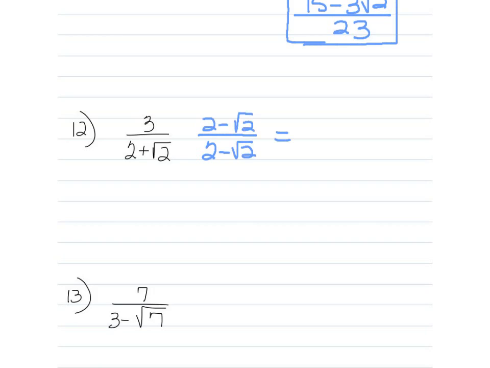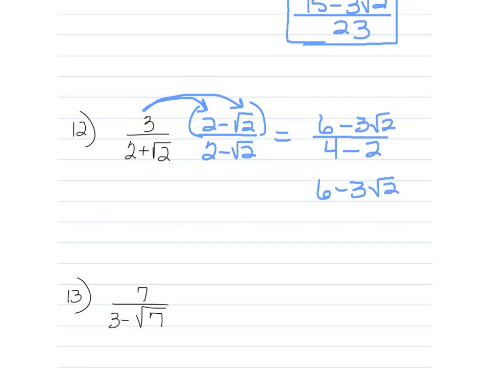Remember that when you multiply conjugates, you wind up with a difference of squares. So square the first term, that's 4, and we'll subtract the square of the second term, that's 2. And now we're going to distribute as we multiply here. So 3 times 2 is 6, and 3 times negative radical 2 is negative 3 radical 2, and we'll simplify. 6 minus 3 radical 2 over 2. And that would be our answer.